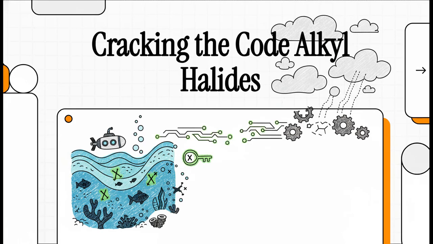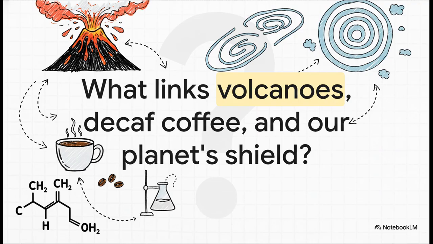Hello and welcome. Today, we are cracking the code on a family of chemicals that are, believe it or not, everywhere, from the deepest oceans to the highest reaches of our atmosphere. They're called alkyl halides. And you know what? They are way more interesting than they sound. So let's just start with a little puzzle.